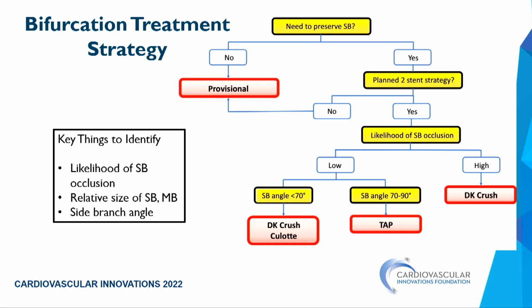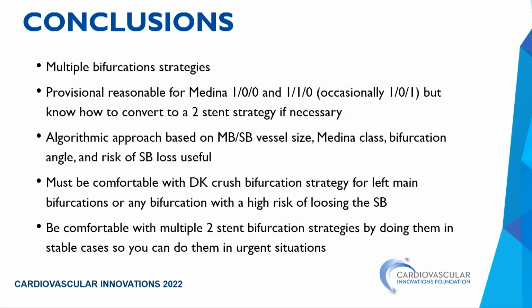And then the next question is, are you going to lose that side branch? If there's any question in my mind that you're going to lose your side branch if you stent over it, don't stent over it. Just go and do a DK crush. If that risk is low, that's the time where I think you could consider other options. If the angle is fairly shallow, you can do either a culotte or a DK crush, but if the angle is closer towards 90 degrees, a TAP may be a reasonable approach as well.